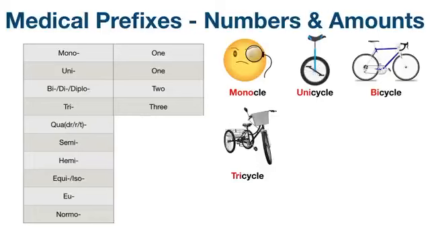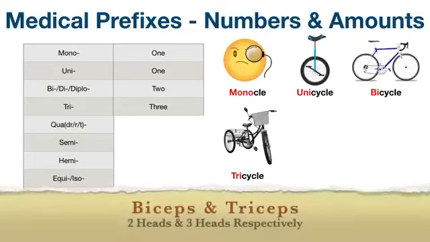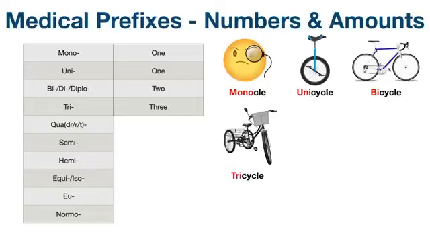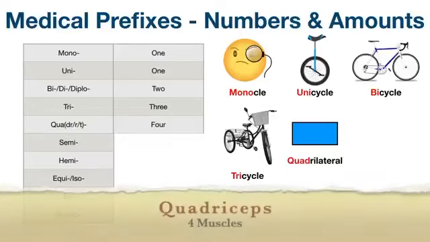In medical terminology, you can think of your biceps and triceps. Biceps means two heads or parts, and triceps means three heads or parts. Next, we have the prefix quadri, which means four or quadruple. You can think of a quadrilateral here, which is a four-sided shape or figure. Or in medical terms, you can think of your quadriceps, which contain four parts or muscles.